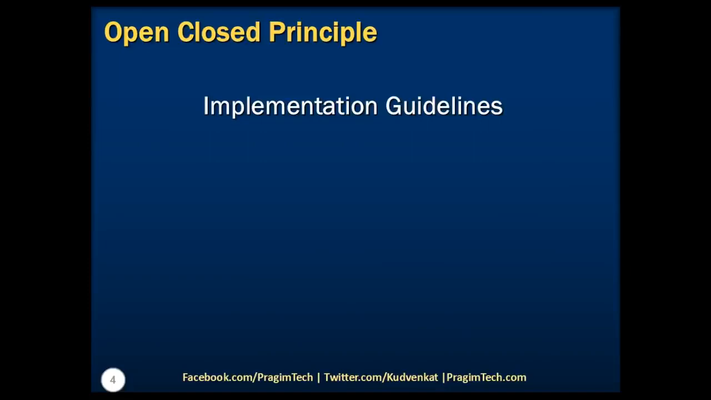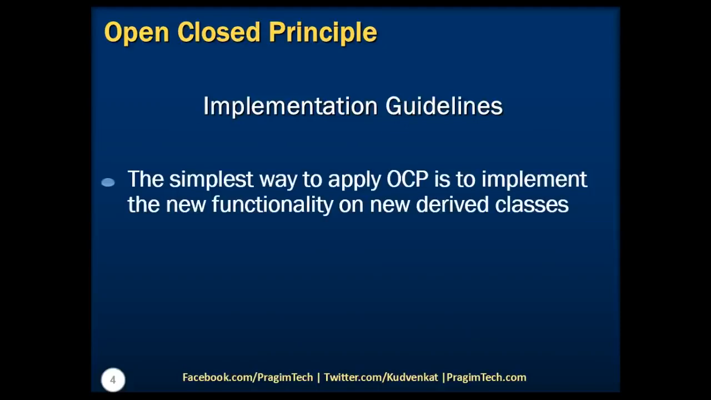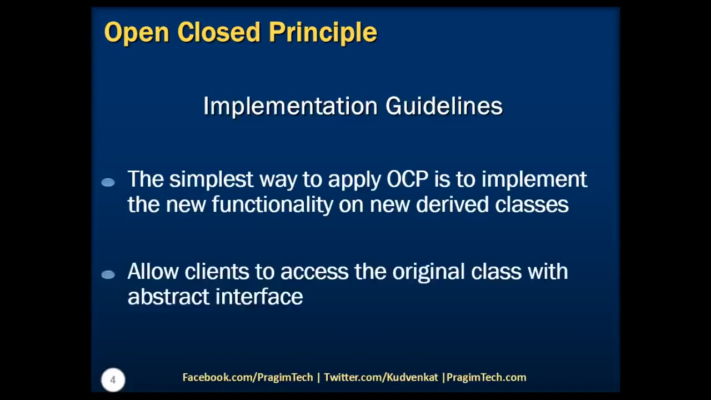The simplest way to apply the Open Closed Principle is to implement the new functionality in new derived subclasses that inherit the original class implementation. Another way is to allow the client to access the original class with an abstract interface. So at any given point of time, when there is a requirement change, instead of touching the existing functionality, it is always suggested to create new classes and leave the original implementation untouched.